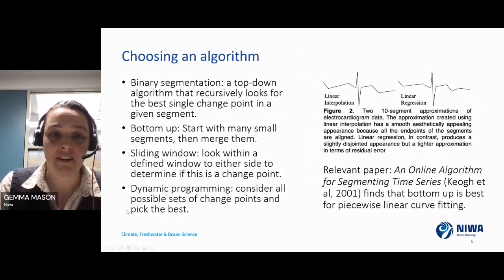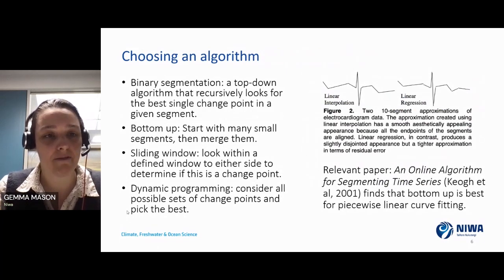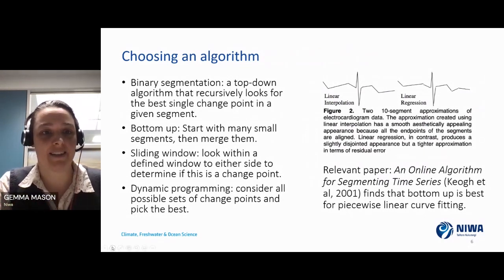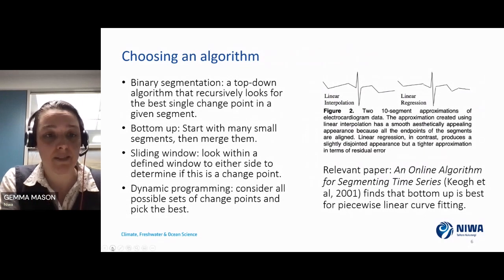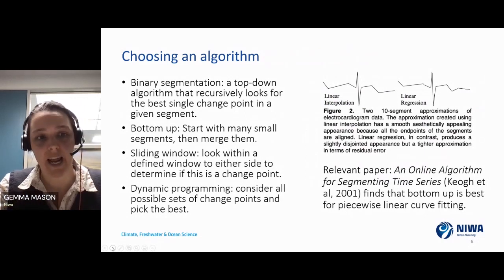There are a number of different algorithms that Ruptures can implement for us. Binary segmentation, for example, is a top-down algorithm that recursively looks for the best single change point in a given segment. So it splits it up, and then it splits up the split-up things, and then it splits up those. There's also bottom-up, where you start with many small segments and choose whether to merge them or not. There's a sliding window approach where you look within a defined window to either side to determine if this is a change point, based on roughly what you're seeing in some fixed window to either side. And it can implement full-on dynamic programming, although that is a little too slow for us and probably not an option.